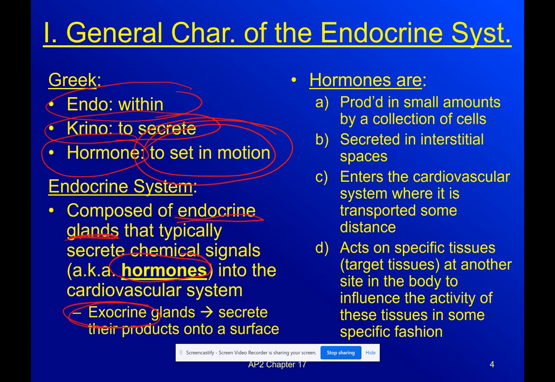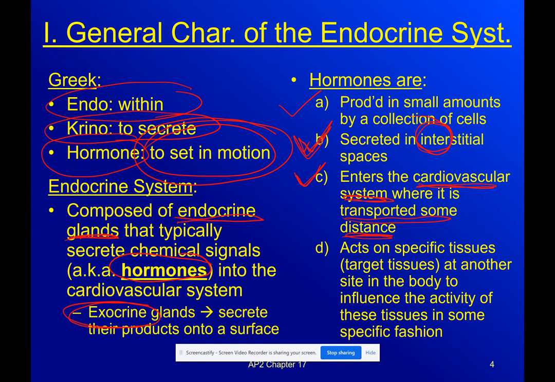So what is it about hormones that makes them unique? One, they're produced in small amounts by a specific collection of cells. You don't see hormones being secreted everywhere by every cell in your body. Usually it's one gland with a specific subset of cells that make a specific hormone. They're secreted into interstitial spaces. Stitial is tissue. When you first secrete hormones, they go in between the cells, and then the blood picks them up, almost like waiting at a bus stop and the bus comes and picks you up. So they enter the cardiovascular system, where they're transported some distance.